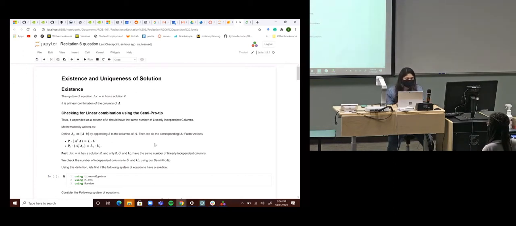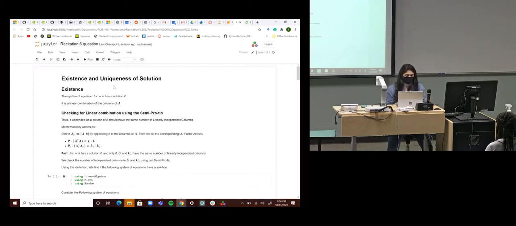The plan today is to go over how to relate what you see, right? Existence and uniqueness of solutions of AX equals B, what we learned in class. So we will be using the pro tip and the semi-pro tip to find these solutions, just so we can make it more concrete into the kind of methods that we want to be using. So let's talk about existence of solutions.